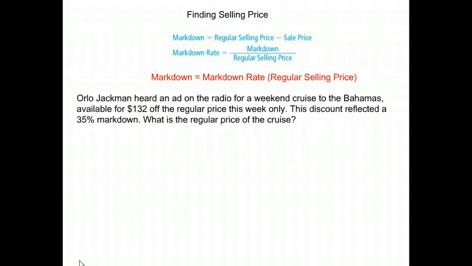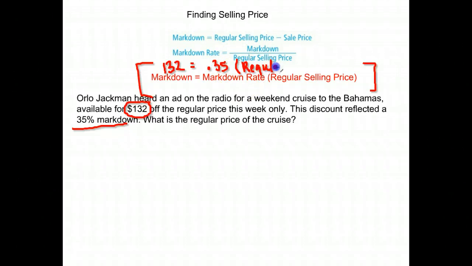Right, next question. Orlo Jackman heard an ad on the radio for a weekend cruise to the Bahamas. It's available for $132 off the regular price this week. This discount reflected a 35% markdown. What is the regular price of the cruise? So again, we're going to use our formula right here for markdowns because we know the markdown was $132. That's how much he was saving. We know the markdown rate is 35% or 0.35. And we know if we were to take that times the regular selling price, it would give us our $132 markdown.